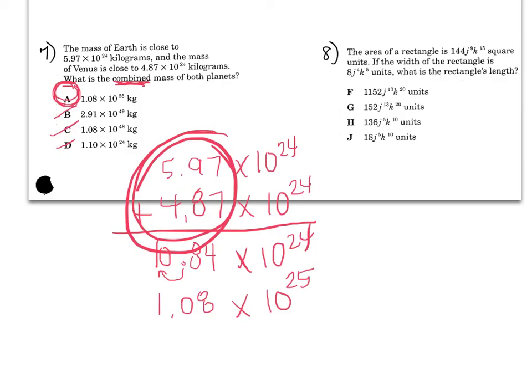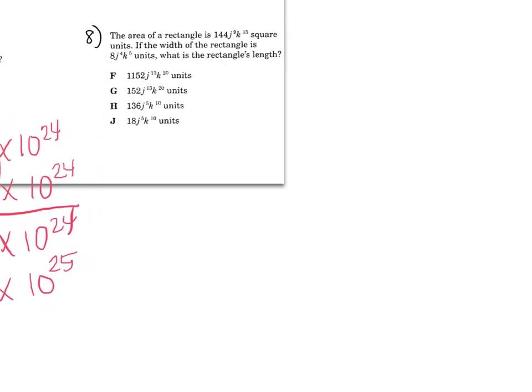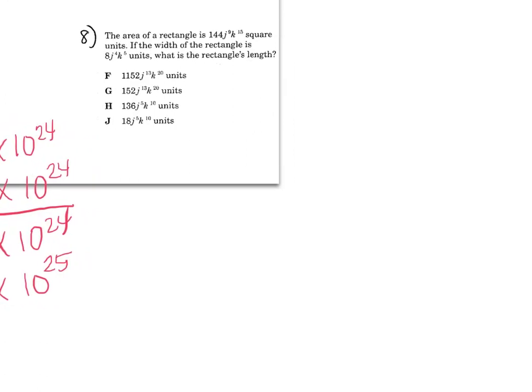Last but not least, we have number 8. And it says the area of a rectangle is 144 j to the 9th k to the 15th square units. If the width of the rectangle is 8 j to the 4th k to the 5th units, what is the rectangle's length? To do this problem, you need to understand the area formula for a rectangle. It's A equals length times width.